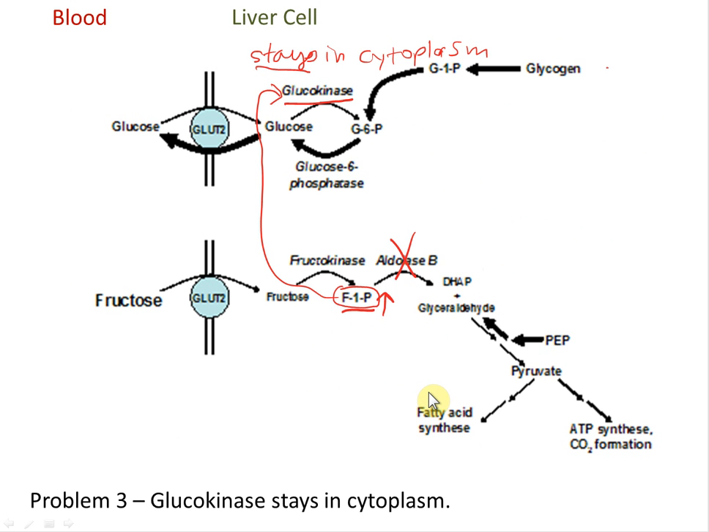And there's another problem as well with the fructose 1-phosphate buildup. So as this is building up, remember that fructose 1-phosphate acts as a signal. It acts as a signal of high blood sugar, and it tells the glucokinase to stay in the cytoplasm so it doesn't go to the nucleus. And that's what it does. The glucokinase stays around. And why is that a problem?